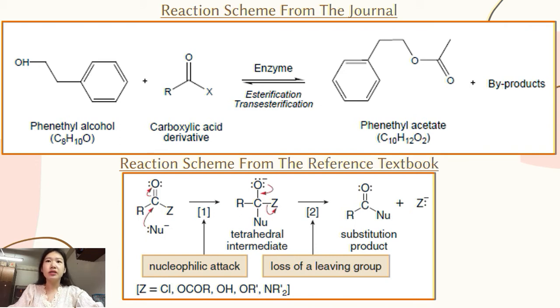So in the journal, they use different types of carboxylic acid derivatives. The phenethyl alcohol acted as the nucleophile and the carboxylic acid derivatives acted as the acyl donor. The reaction also used enzyme to catalyze esterification or trans-esterification to synthesize the final product, phenethyl acetate.